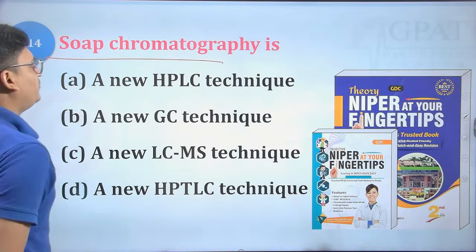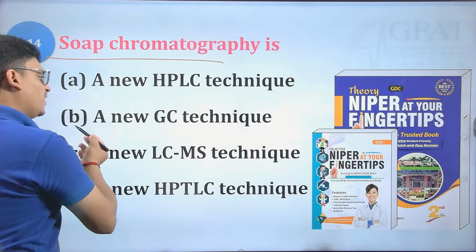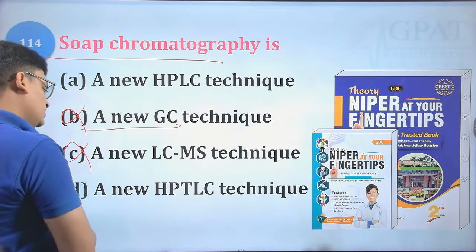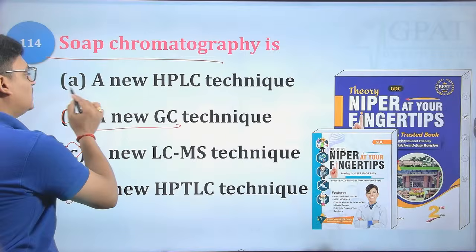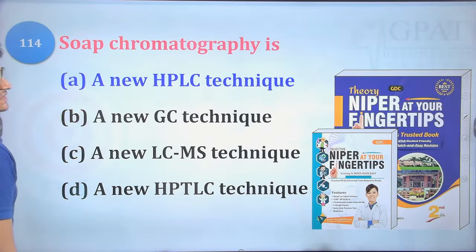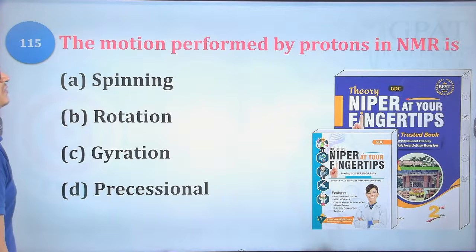Soap chromatography is a new HPLC technique, a new GC technique, no. A new LCMS technique, no. A new HPTLC technique, that is incorrect. So soap chromatography is a kind of new HPLC technique. Option A will be the right one.